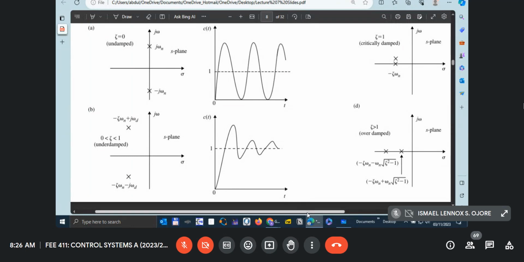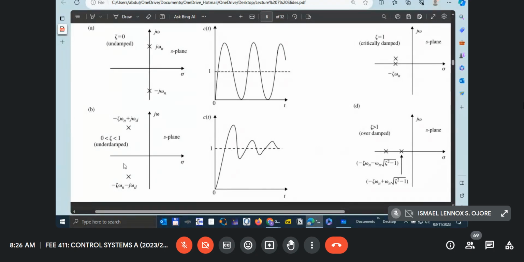One thing to note is that all these poles which we are talking about are on the left hand side of our S plane. Next week, we'll see that when we have something on the right hand side of the S plane, this is when we get instability.